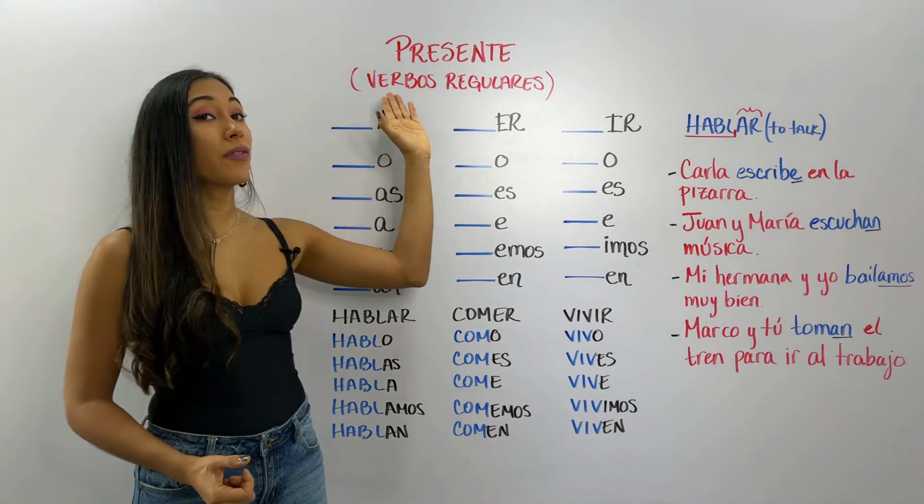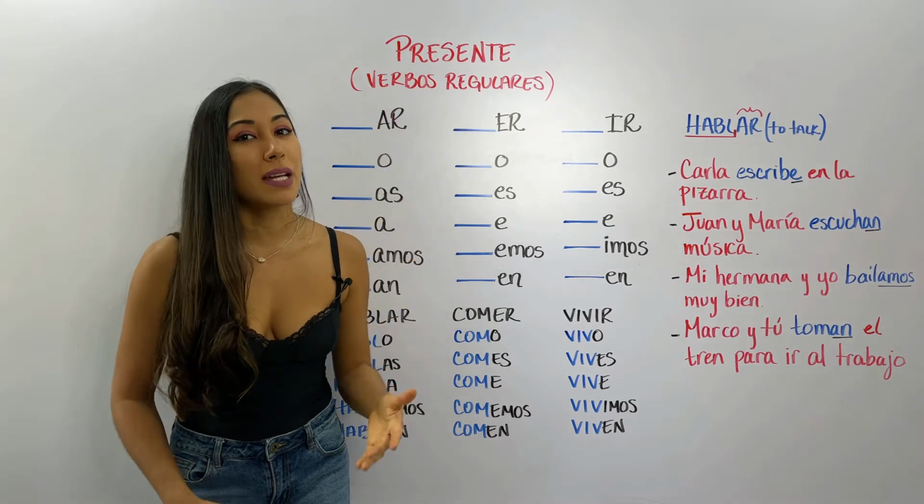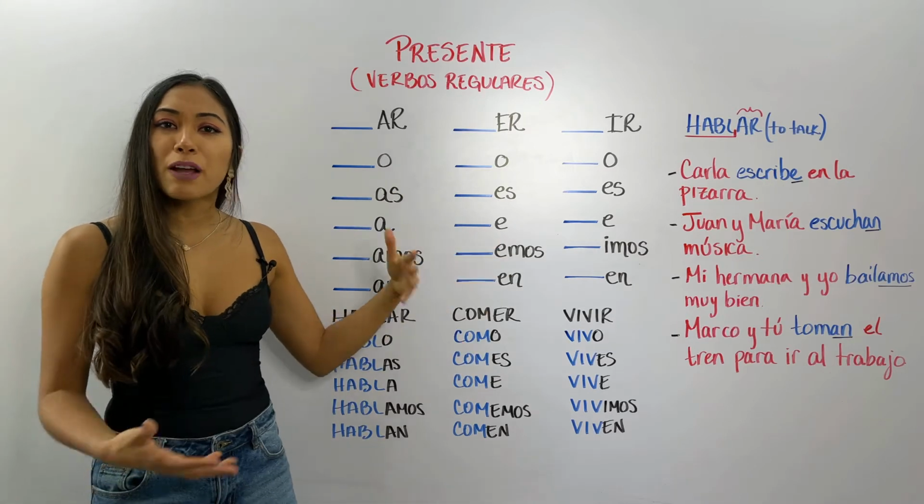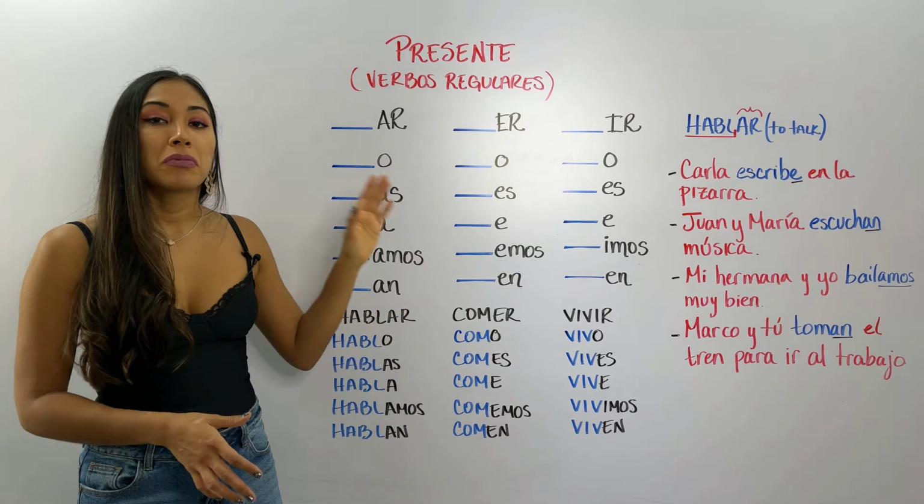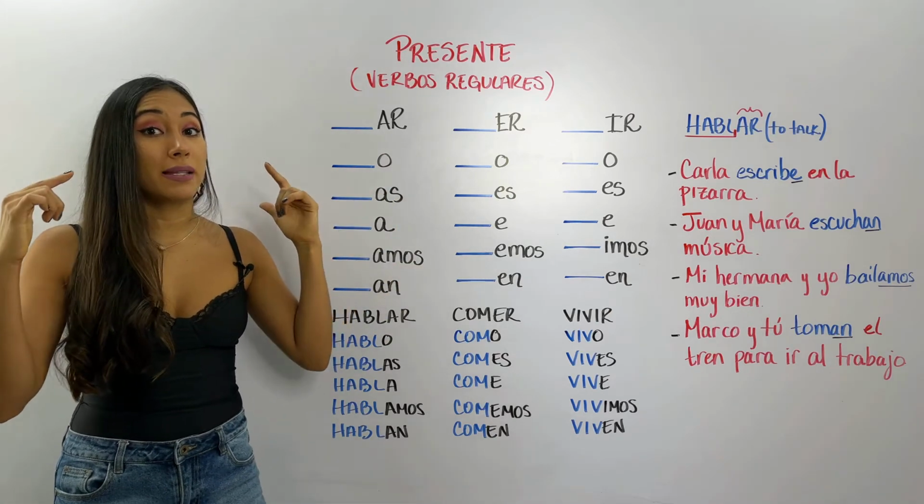Okay. When the verbs are regular, cuando los verbos son regulares, we follow a rule. It's a rule. It's like math. It's like a formula, okay? So we follow that. So it's easy. We just need to memorize.